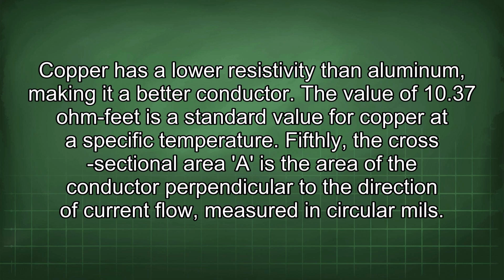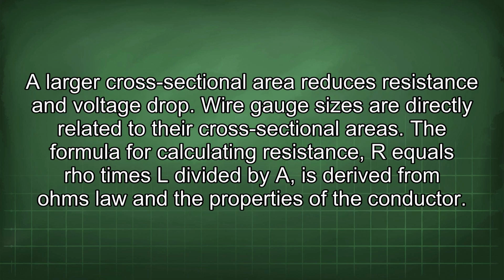Fifthly, the cross-sectional area is the area of the conductor perpendicular to the direction of current flow, measured in circular mils. A larger cross-sectional area reduces resistance and voltage drop. Wire gauge sizes are directly related to their cross-sectional areas.